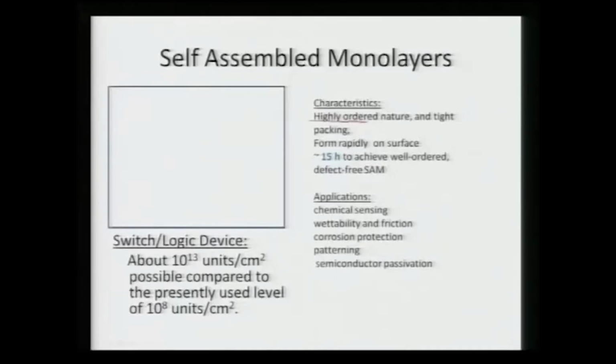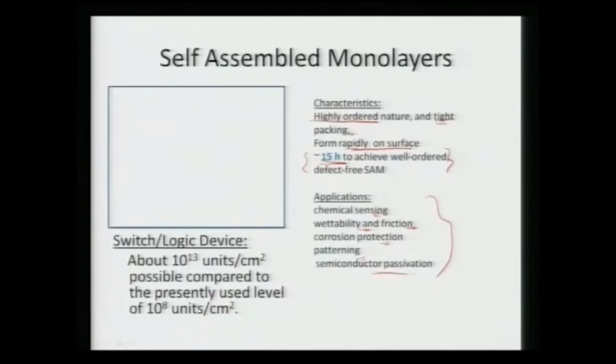Seeing self-assembled monolayers, first of all they have a highly ordered structure. Their nature is highly ordered and it provides very tight packing and it forms very rapidly on the surface, but attaining a particular order is a time consuming step, the rate deciding step. It may require up to 15 hours to achieve a well ordered and defect free self-assembled monolayer. Its applications involve chemical sensing, wettability, controlling friction, corrosion protection, patterning, or even semiconductor passivation.